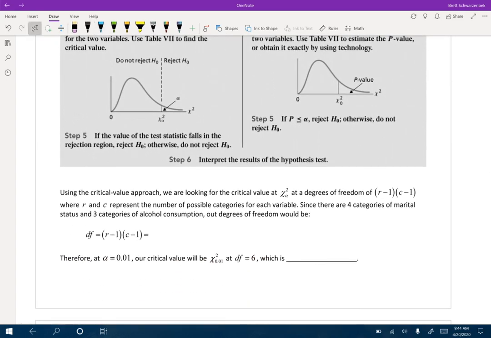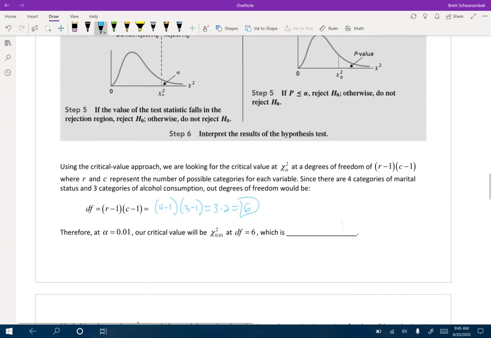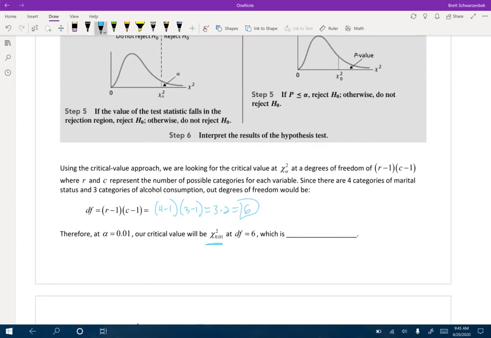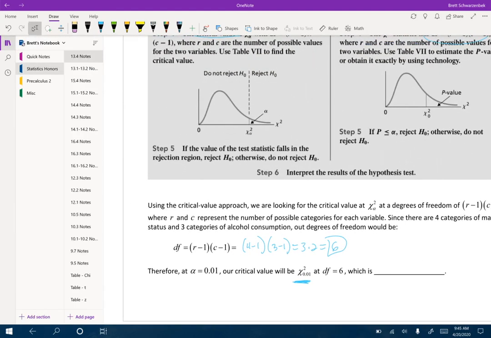Why don't we write that out? So I'm just going to be very clear with this. It says, since there are 4 categories of marital status and 3 categories of alcohol consumption, our degrees of freedom would be 4 minus 1 times 3 minus 1, which is going to be equal to 3 times 2, which is 6. So there's our degrees of freedom. So let's say we want to follow the critical value approach, then we would be looking up in the same table chi-squared 0.01 at degrees of freedom 6. So we can go to chi-square here.